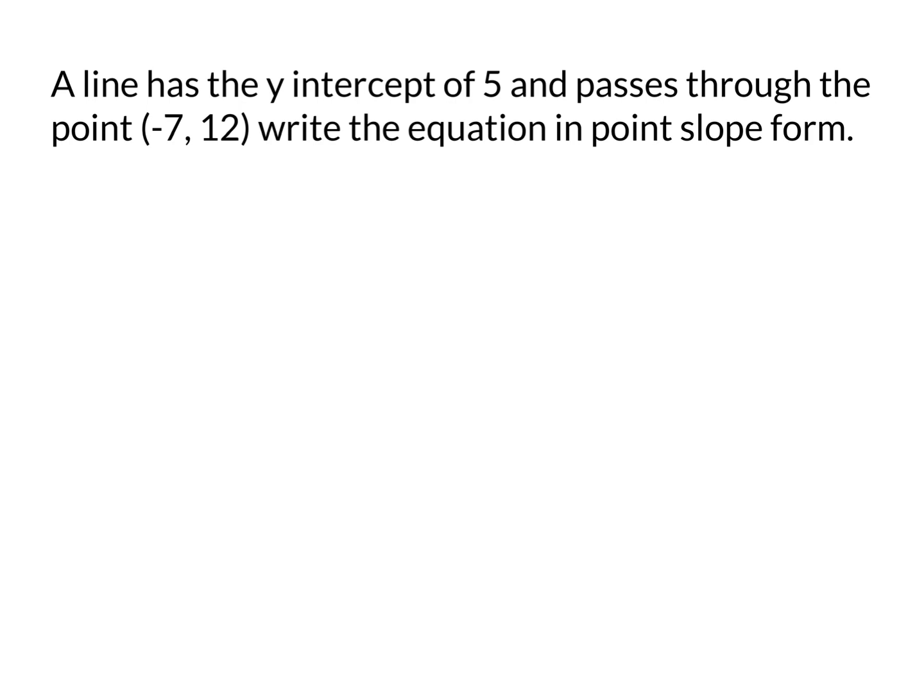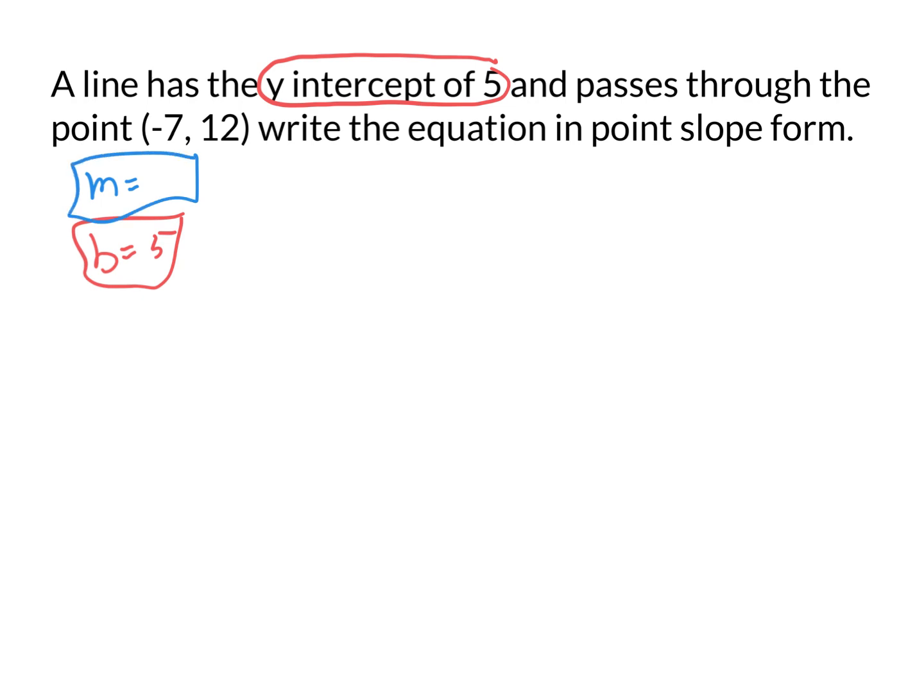Ladies and gentlemen, here's another one that has many paths to the same place, right? It says a line has the y-intercept of 5 and passes through the point. So first we've got to understand, what are they giving us? They're giving us, technically, what is a y-intercept? That's a b value. They're giving us a b value of 5. If we had the m value, we could work with y equals mx plus b, but they don't even want the equation in y equals mx plus b. They want it in point slope form.